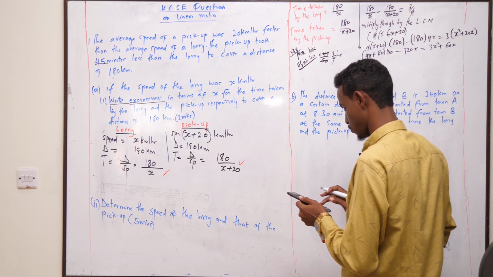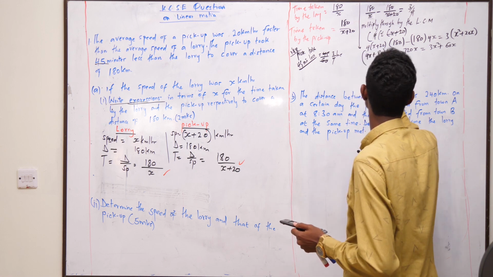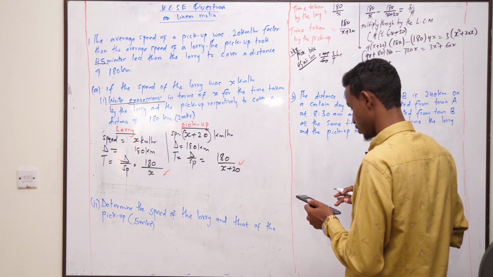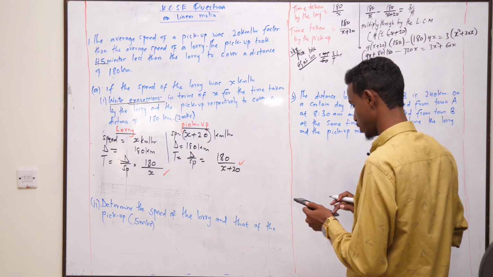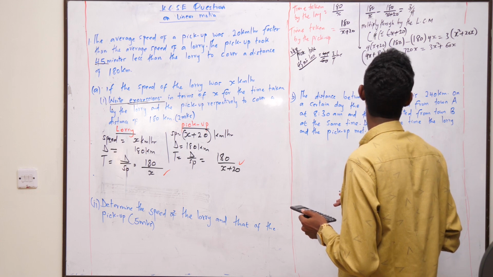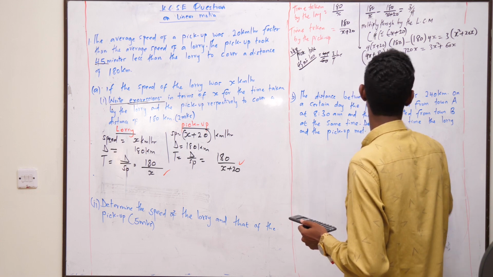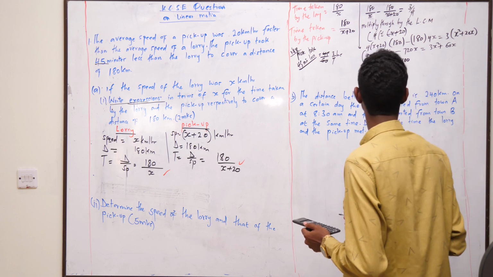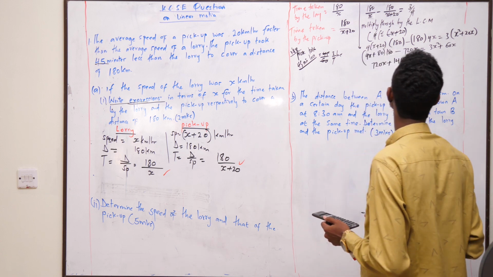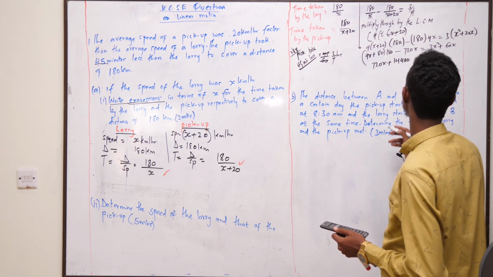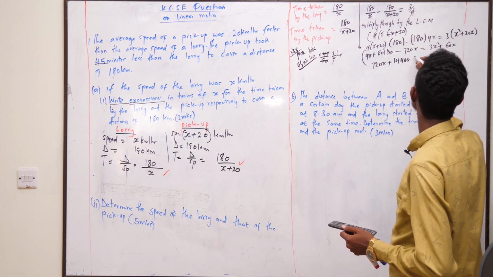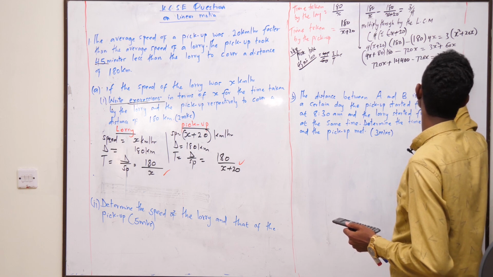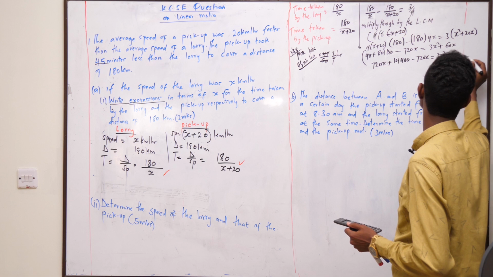Now this one, it will be 180 times 4, 720x, plus 180 times 80, it will be 14,400. So 14,400 minus 720x is equals to 3x squared plus 60x.